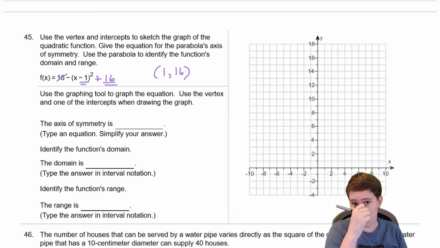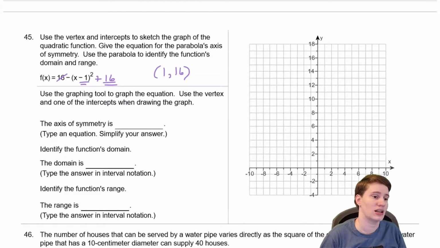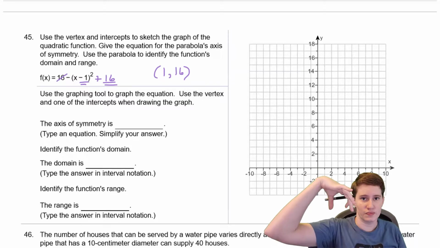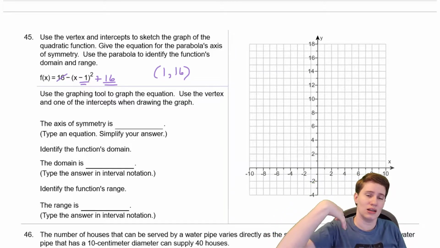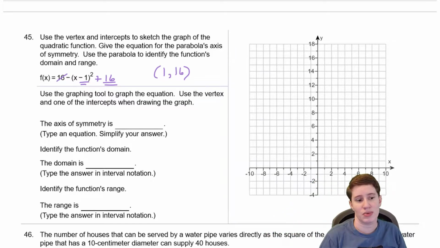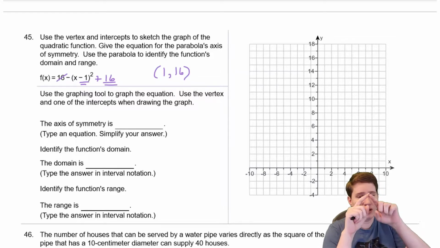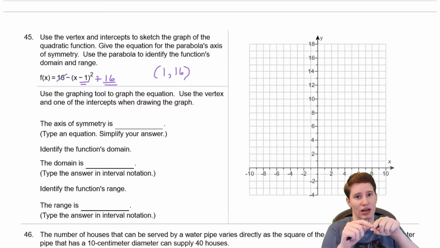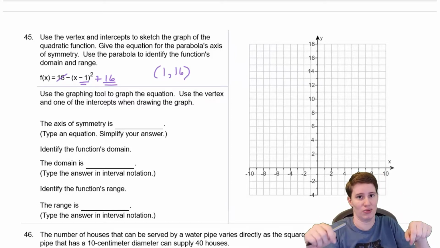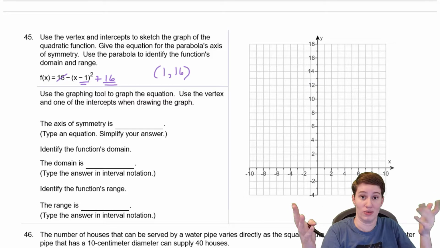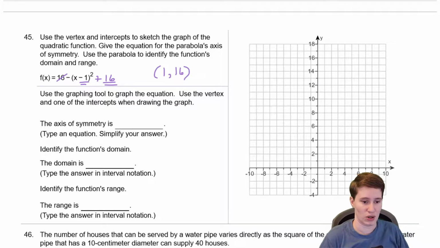Inside parentheses, you change the sign. Outside parentheses, you don't change the sign. That negative in front is telling us that this opens down. And since it's a -1, there's not a vertical stretch or shrink happening. It's just going to do a normal square pattern of going down 1, out 1, down 4, out 2, down 9, out 3, down 16, out 4, all of those related to perfect squares.